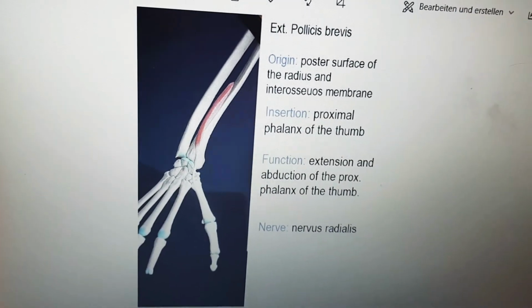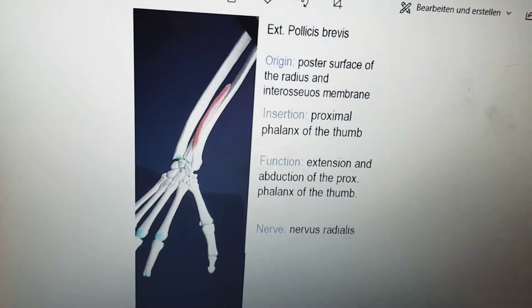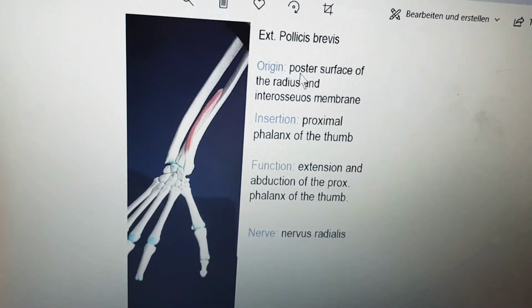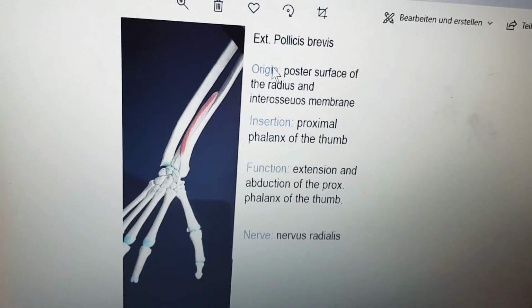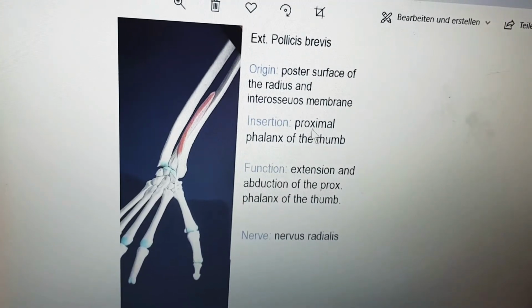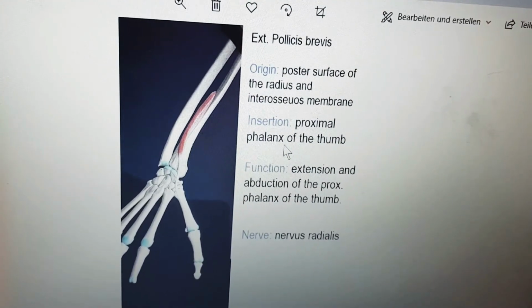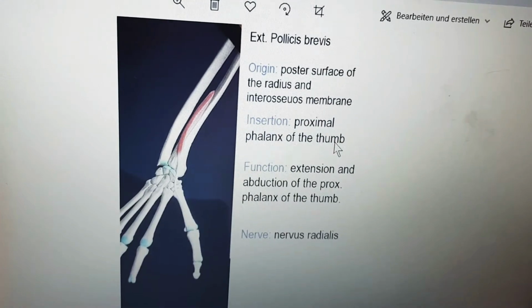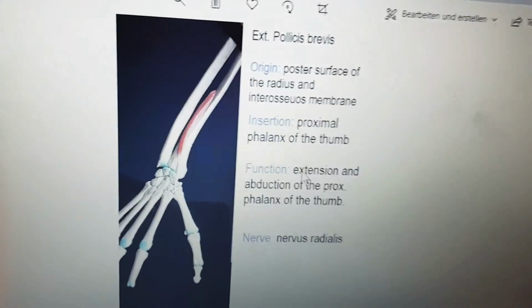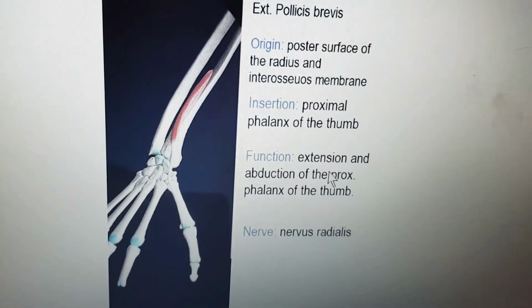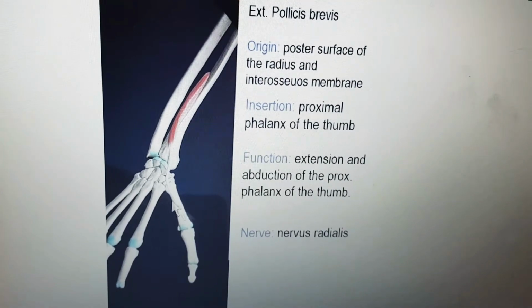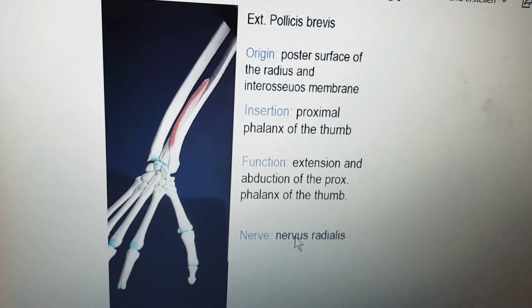The next muscle in this group is extensor pollicis brevis. The origin of this muscle is the posterior surface of the radius and interosseous membrane. The insertion of this muscle is the proximal phalanx of the thumb. And the function of this muscle is extension and abduction of the proximal phalanx of the thumb. The nerve supply of this muscle is the radial nerve.